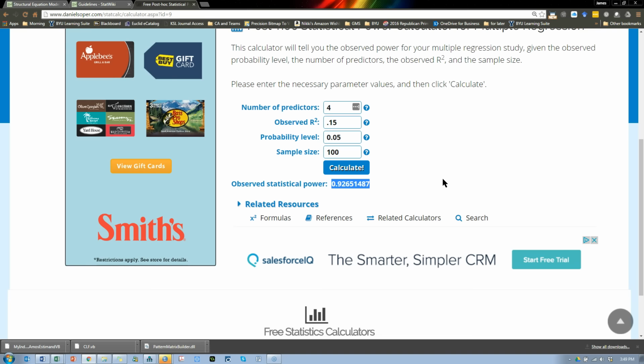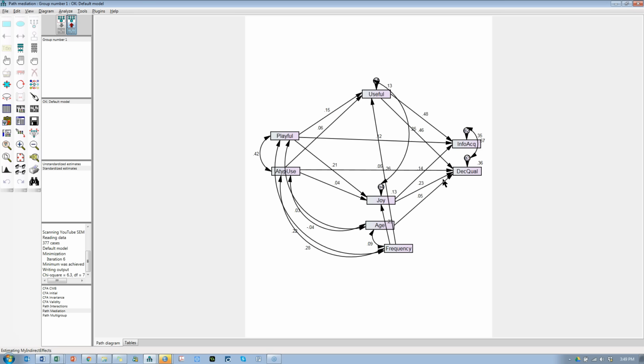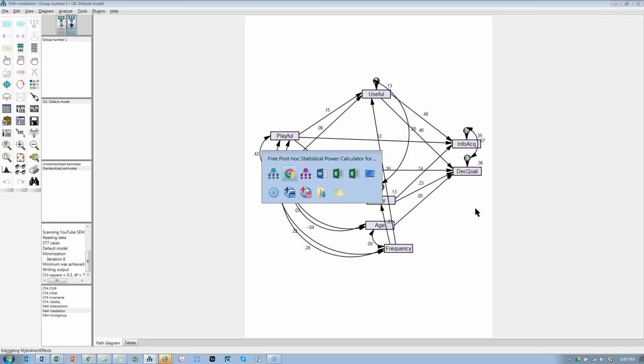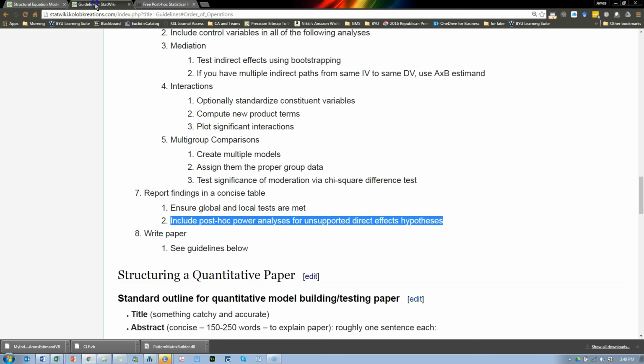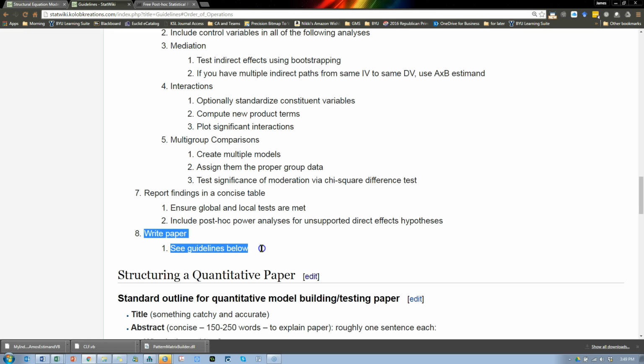Therefore, we are confident that this non-significant effect that we observe is truly non-significant. It's not just because we had not enough power. It is just not significant. And that, I believe, is that. Then go write your paper.